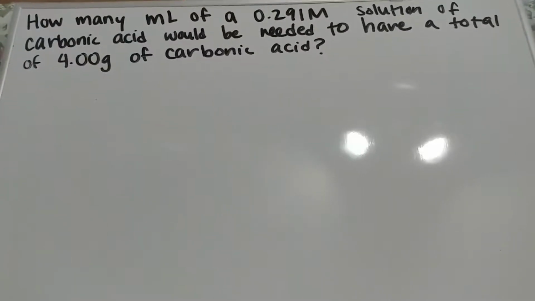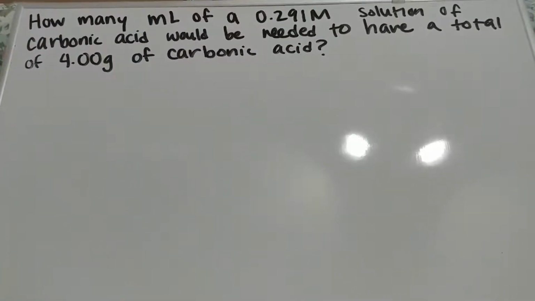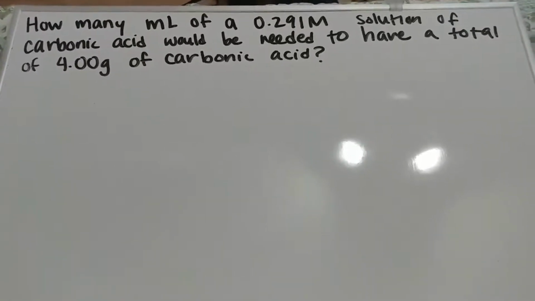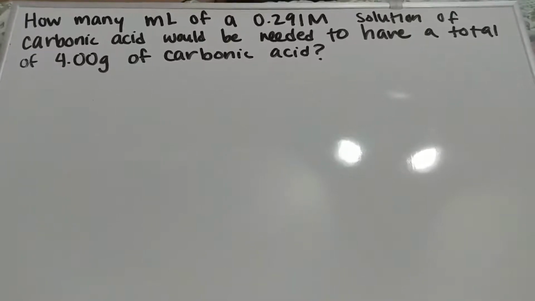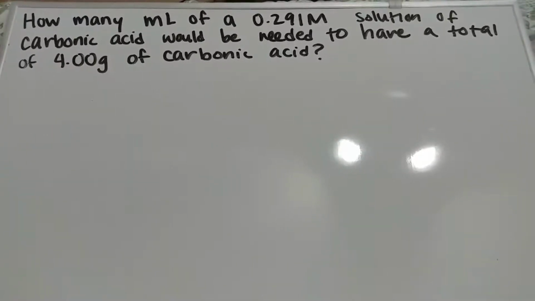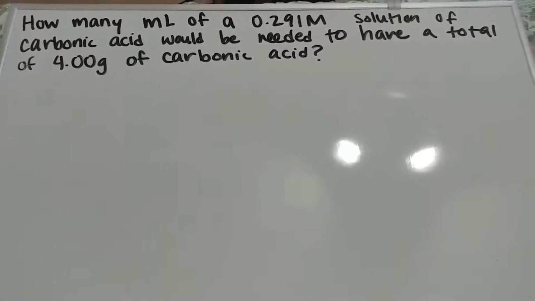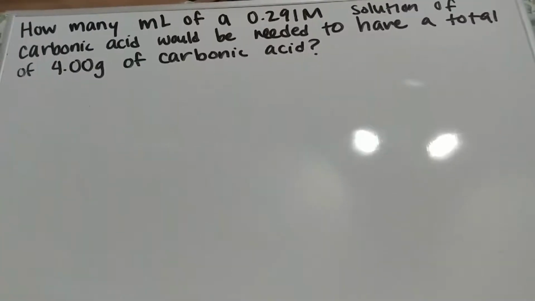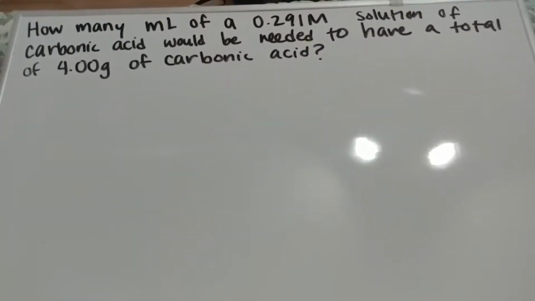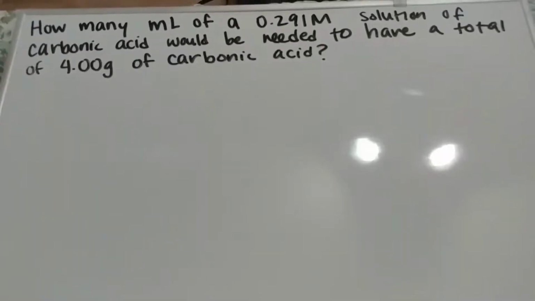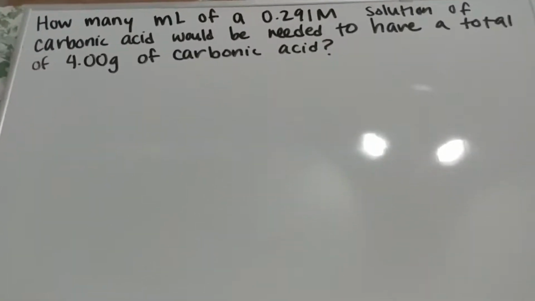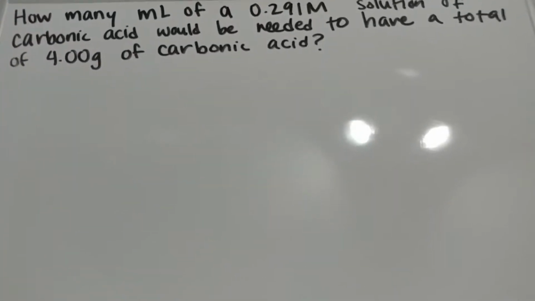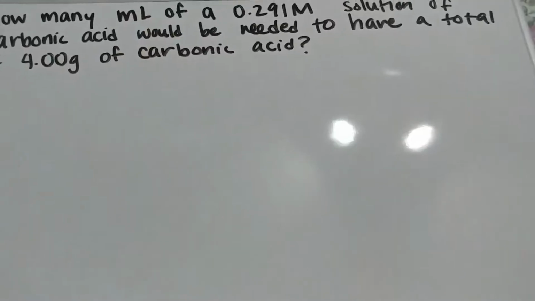Hello, so today I'm going to be showing a concentration solution equation. And the question is, how many milliliters of a 0.291 mole solution of carbonic acid would be needed to have a total of 4 grams of carbonic acid? Now, before we begin to write out the conversion factor and the conversion plan, we should first write out the formula for carbonic acid right here.